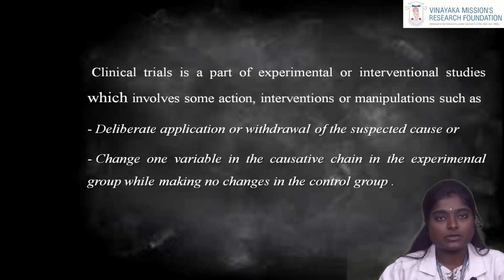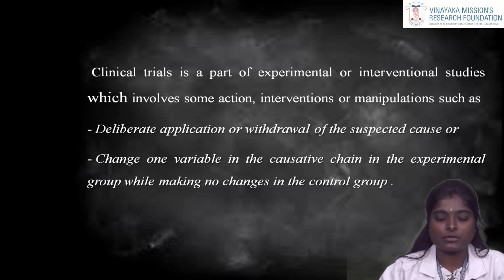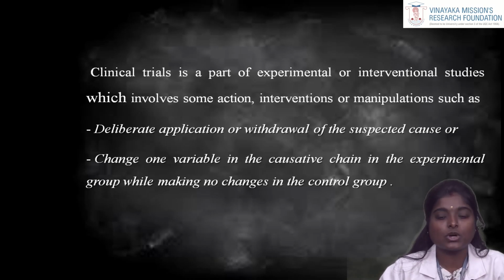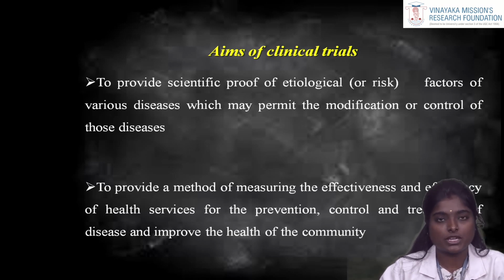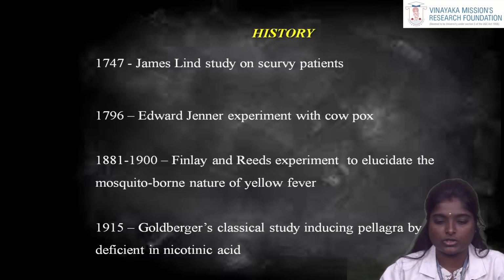A clinical trial is a part of experimental or interventional studies, as I have already mentioned, and it's a deliberate application or withdrawal of a suspected cause, or we can change one variable in the causation chain in the experiment group, which will make changes compared to the control group. The aim of a clinical trial is to provide scientific proof of the etiology or risk factors of various diseases, which may permit the modification or control of those diseases, to provide a method of measuring the effectiveness and efficacy of health services for the prevention, control and treatment of disease, and thereby we improve the health of the community.